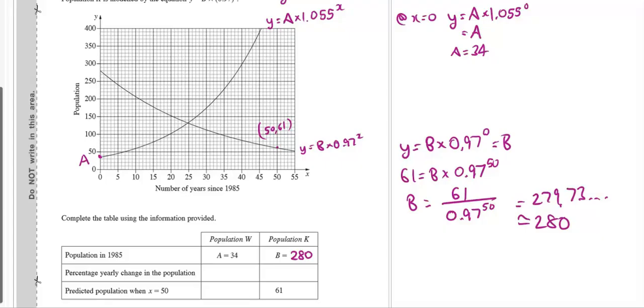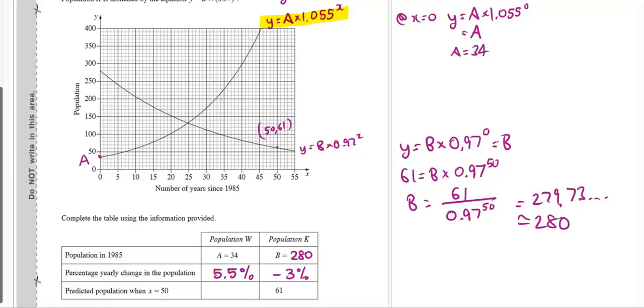All right, let's fill in the other rows. Percentage yearly change in the population. I can interpret that from the structure of this equation. The fact that y equals a times 1.055 to the power of x, and x is years, as each year marches on, that's telling me that it's a 5.5% increase in the population of W. Similarly, I can see that the population of K is dropping by 3% each year. So I'm going to reference the dropping by making it negative 3%.